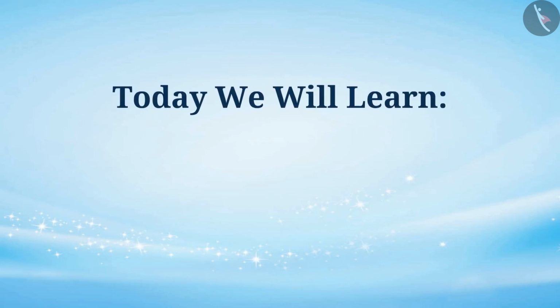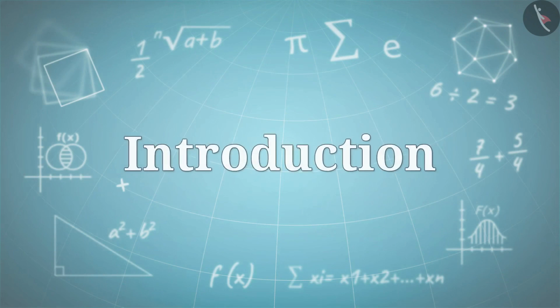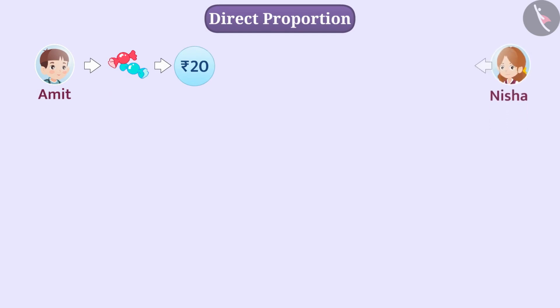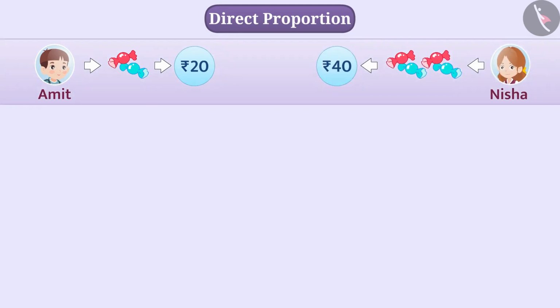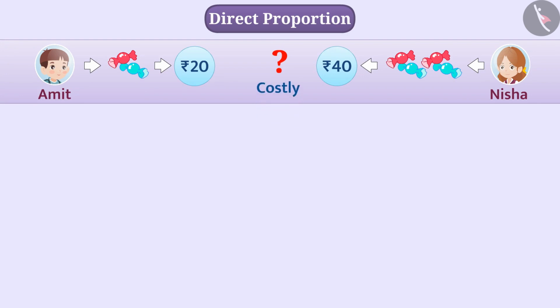Today we will learn about direct proportion. Amit bought 2 chocolates for 20 rupees and Nisha bought 4 chocolates for 40 rupees. Can you tell whose chocolates were more costly? Think.